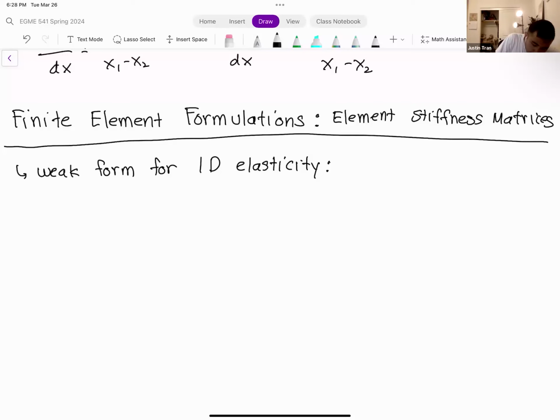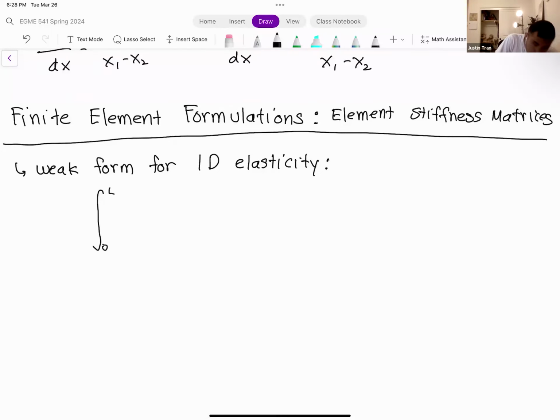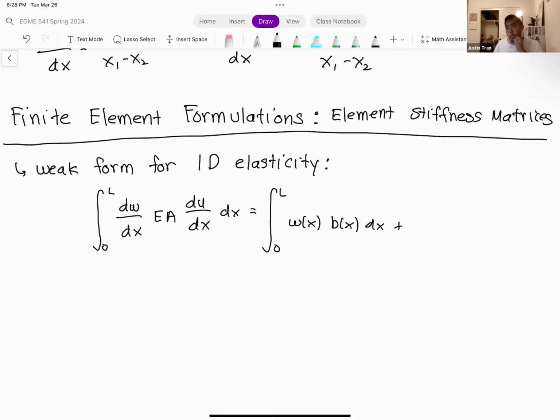Our weak form looks like the following. We have the integral from 0 to L of dw/dx times E times A times du/dx dx, equal to the integral from 0 to L of w of x, b of x, dx, plus any natural boundary condition, any Neumann boundary conditions. So we have w times A times t bar evaluated at our Neumann boundaries, x equal to Gamma_t.